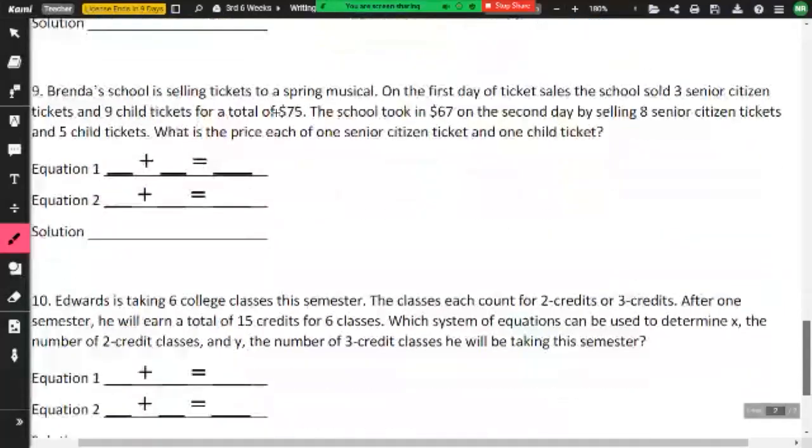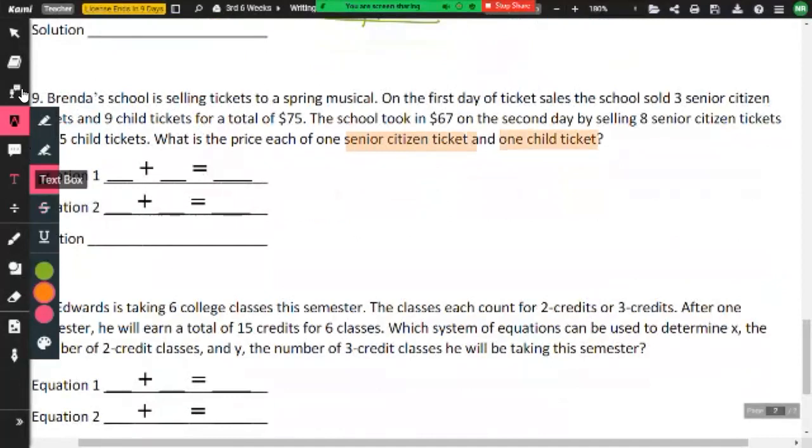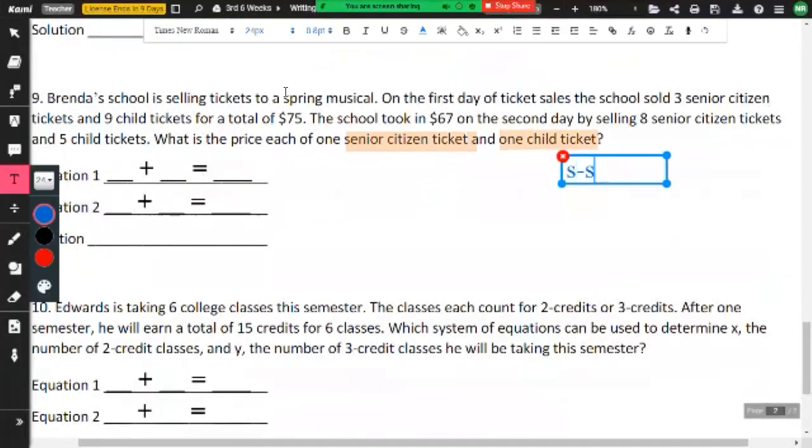Couple more. Your two variables are senior citizen and child. So as for senior, oh Lord.